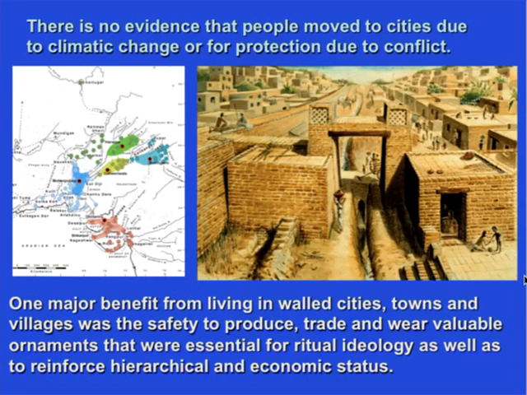There's no evidence that the people who were moving into settlements and into cities of the Indus Civilization were doing that because of climate change. They were not aggregating in specific areas for climate change, nor were they aggregating as a form of protection due to conflict. So we don't have evidence for major conflict occurring between communities, and they were not living in these settlements for protection against warfare.